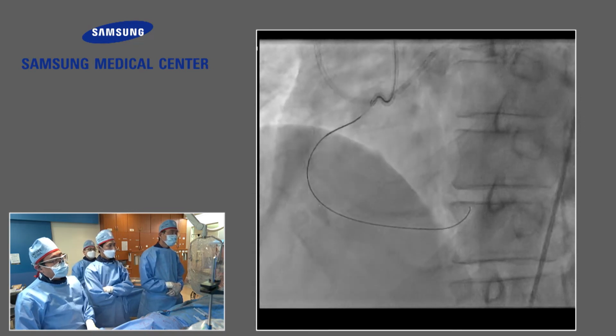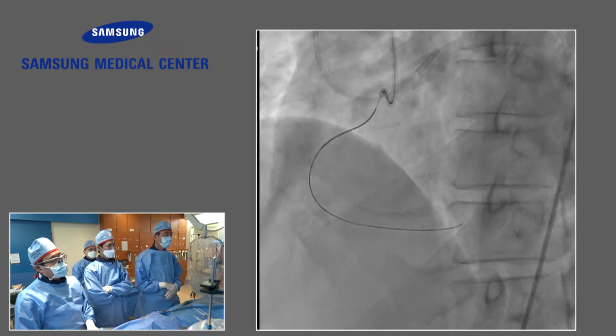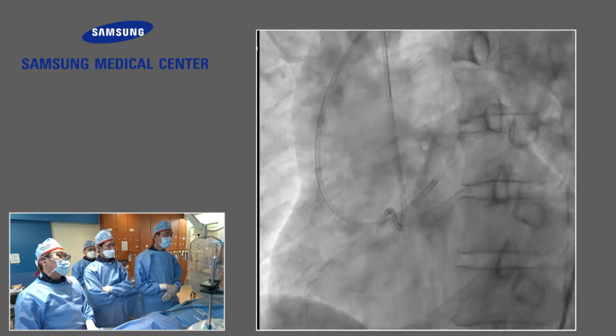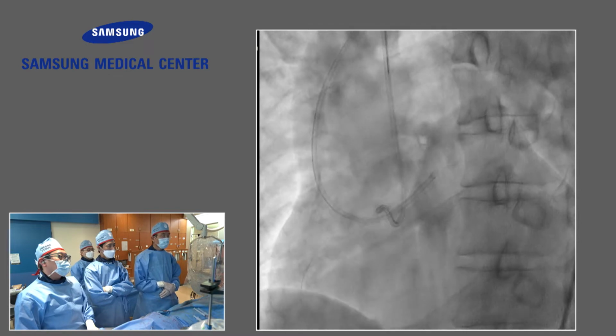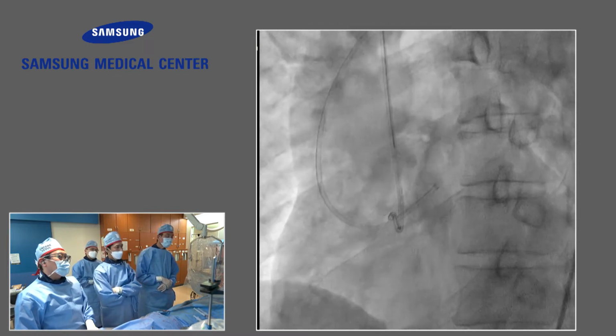Yeah, and rotate Corsair. Rotate Corsair many times. Next. Yeah, finally, it was crossed. So, not a very hard lesion than I expected.